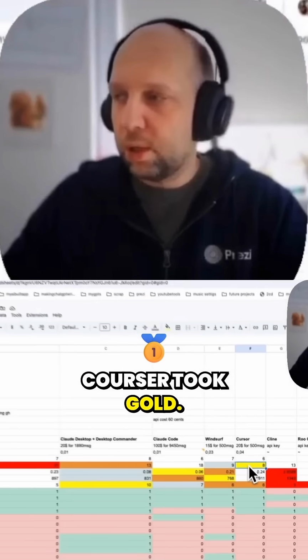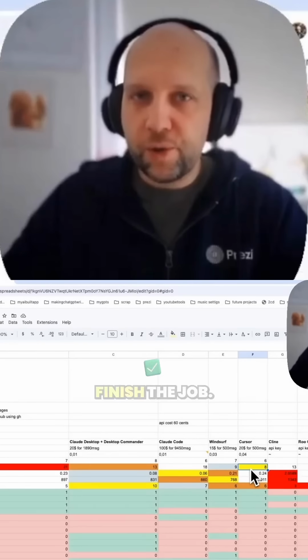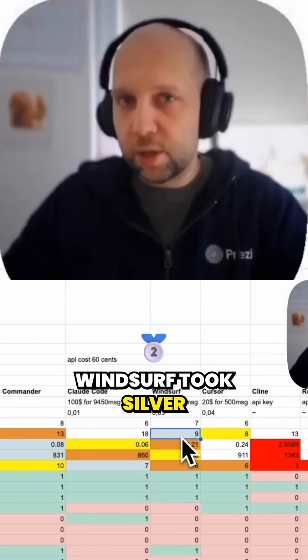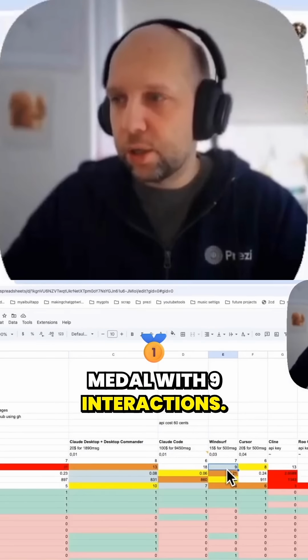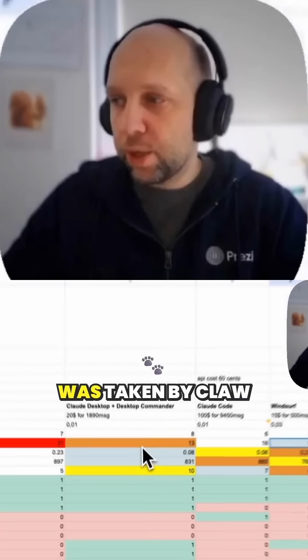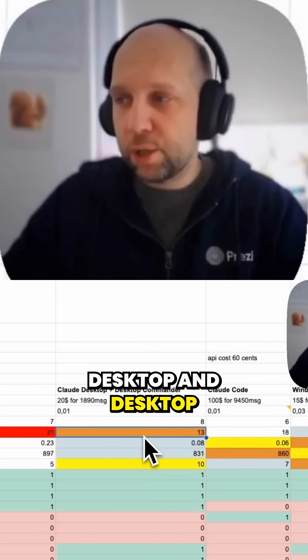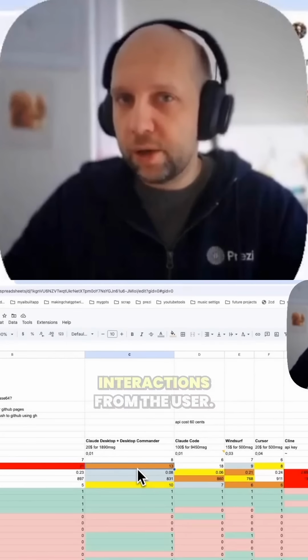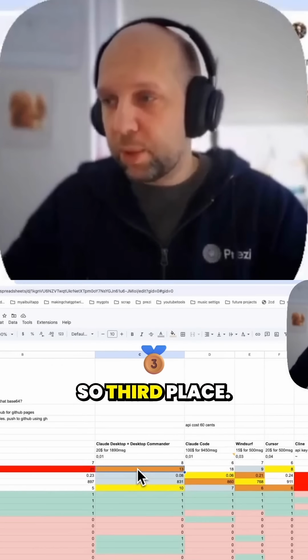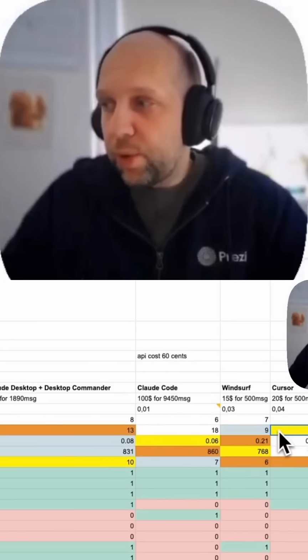Cursor took gold. It needed only 8 interactions to finish the job. Windsurf took the silver medal with 9 interactions. And bronze was taken by Claude Desktop and Desktop Commander, and it required 13 interactions from the user. So 3rd place. So this is where they performed quite well.